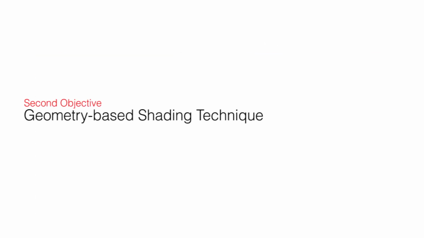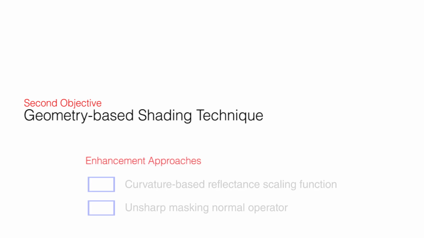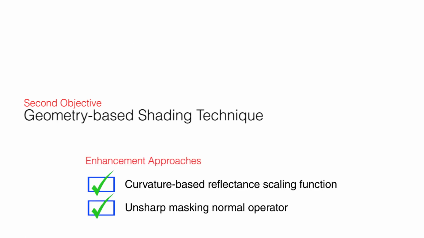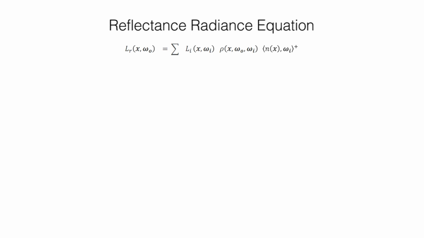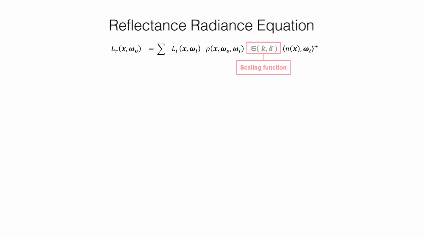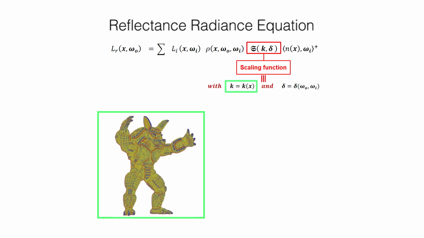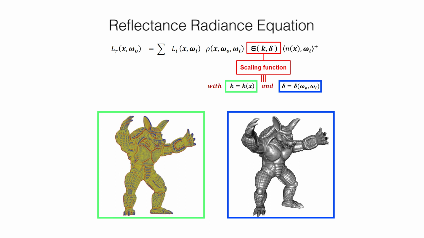We then present a new technique called geometry-based shading that enhances the surface features in a wide variety of non-photorealistic rendering models. We explain its principle by starting from the reflected radiance equation. The main idea is to adjust the reflected light intensity per incoming light direction. This function depends on surface curvature and material characteristics. As an example, we show how diffuse and specular materials are manipulated to attend to surface features with our scaling approach.